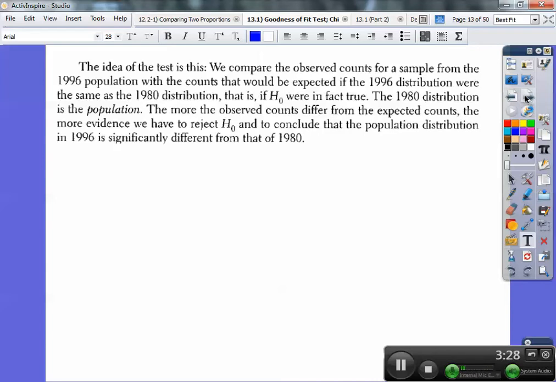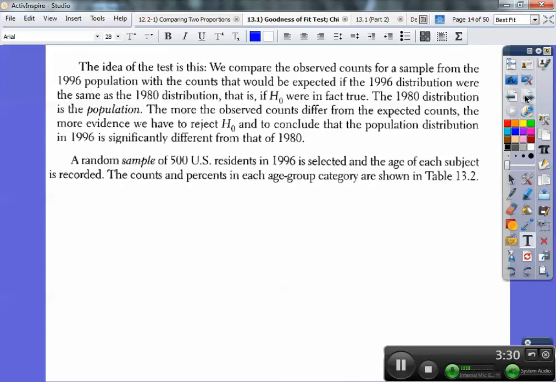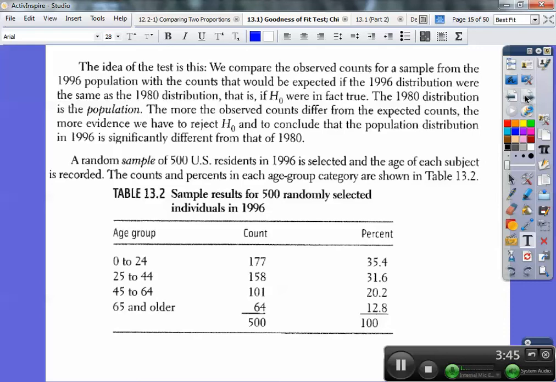That should be familiar. So here's a random sample of 500 U.S. residents in 1996 that's selected, and the age of each is recorded in each age group. Sorry, tongue twister. And the counts and percentages in each group are in this table right here. All right, so this is the observed for 1996. These are my O's. These are my observed. So my O's are these numbers right here.